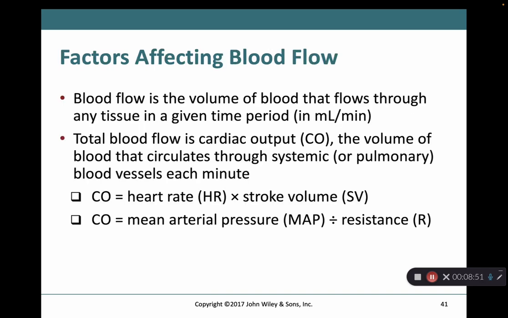Okay, so different things that affect blood flow. So this is how much blood flows through a tissue in a given time period. So this is in milliliters per minute. Okay, so the total blood flow is the cardiac output. Okay, so this is the volume of blood that circulates through either the systemic or the pulmonary blood vessels every minute. Okay, so cardiac output is our heart rate times our stroke volume. We already talked about this when we went through the heart as well.